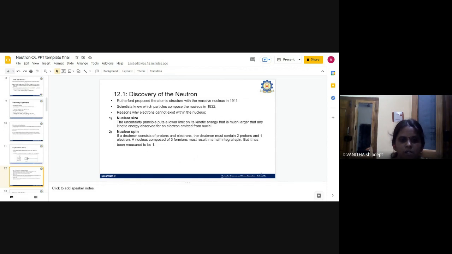Then the next one is nuclear spin. If the neutron were an isotope of hydrogen, consisting of protons and electrons, the nucleus must contain two protons and one electron, so that the nuclei are composed of three fermions, which result in a half integral spin. But it has been measured to be 1.